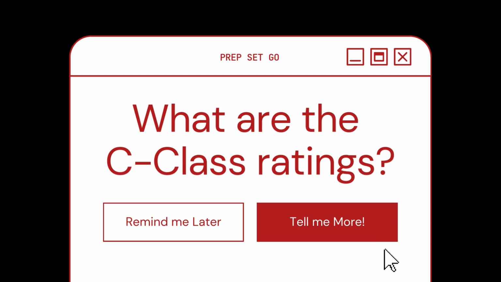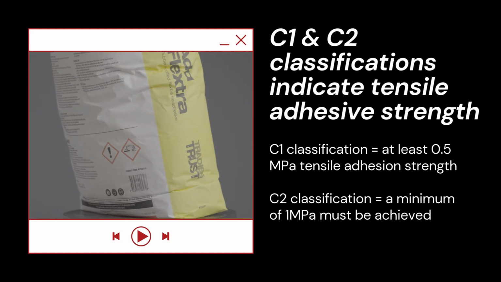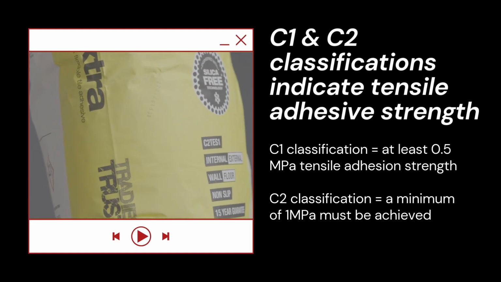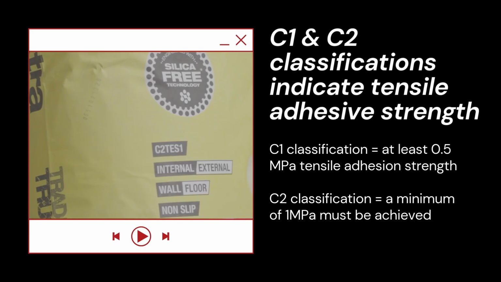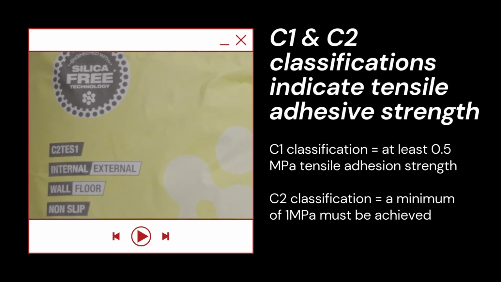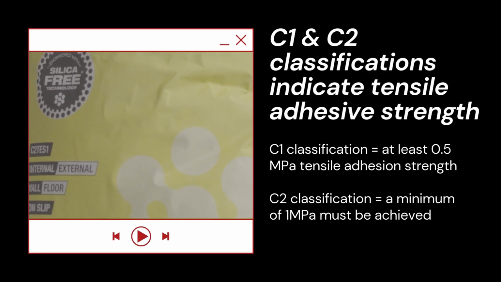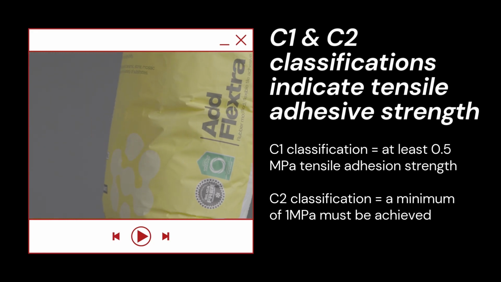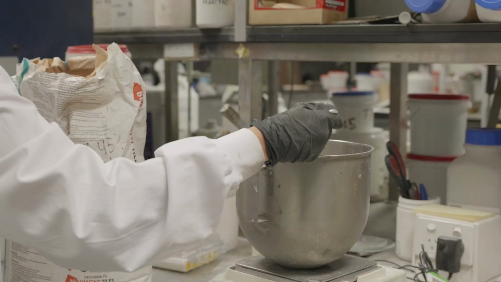In the tile adhesive market, C1 and C2 classifications are common references used to indicate a product's tensile adhesive strength. To attain a C1 classification, an adhesive must achieve at least 0.5 MPa tensile adhesion strength, while for a C2 classification, a minimum of 1 MPa must be achieved. So how does this specifically relate to the CE mark?